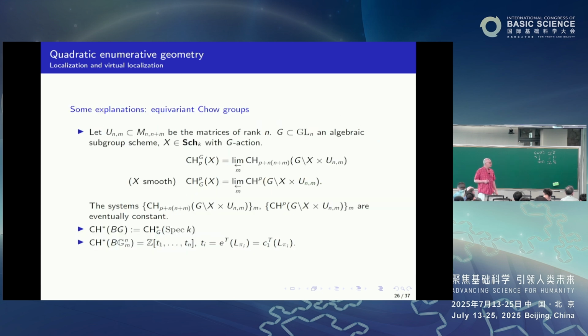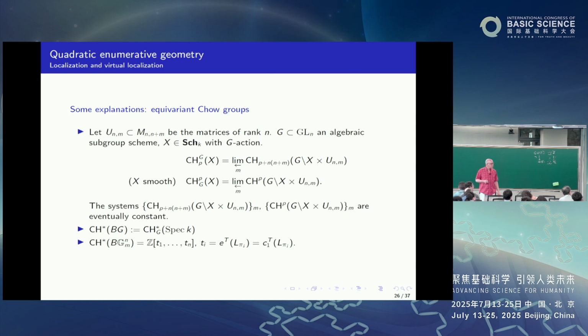Okay. So this is a quick explanation, since I'm almost out of time, of how you get the equivariant Chow groups. If you're familiar with the equivariant theory in topology, you want to get a space which is contractible on which the group acts freely. You can't do that in algebraic geometry, but you can approximate it. One way to approximate it for a subgroup of GL_n is you take n by n plus m matrices of rank n and let the m go to infinity, where the GL_n acts on the left on the matrices. So that turns out to give you a reasonable approximation, and then you can use that to define the equivariant theory.